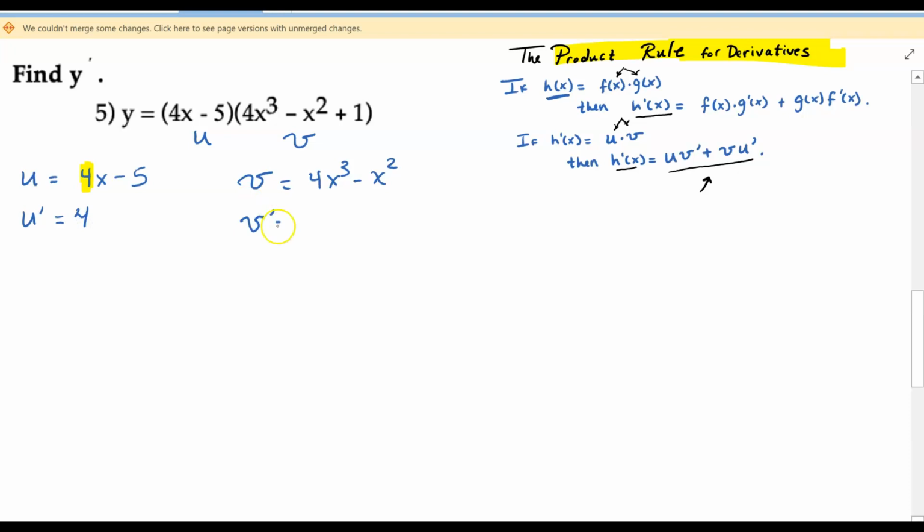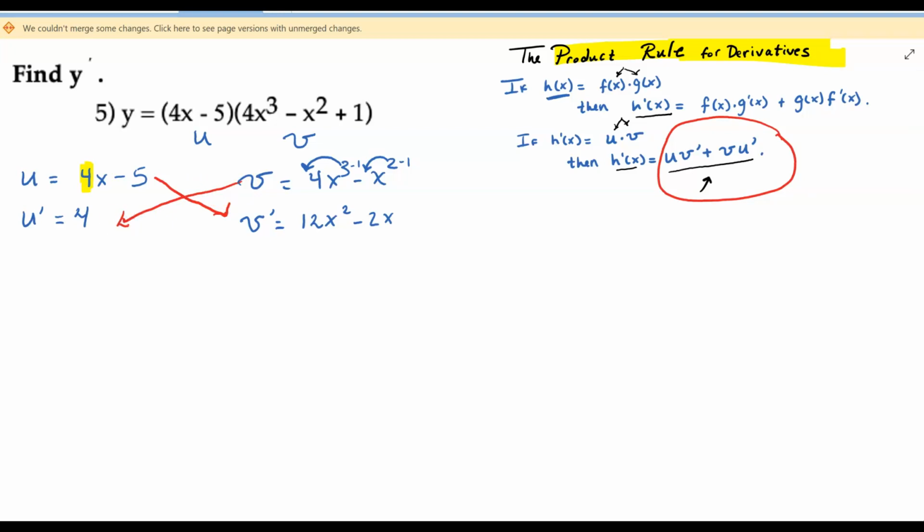And for v prime, I'm going to apply the power rule for derivatives. 3 times 4 is 12x to the 3 minus 1, which is 2, so 12x squared. The 2 comes down, so negative 2x, and then 2 minus 1 is 1, so 2x. So u prime is 4 and v prime is 12x squared minus 2x. Then I'm going to follow the rule that I laid out way over here: u should get multiplied by v prime, and then we add v multiplied by u prime. So it kind of crisscrosses there, if you will.